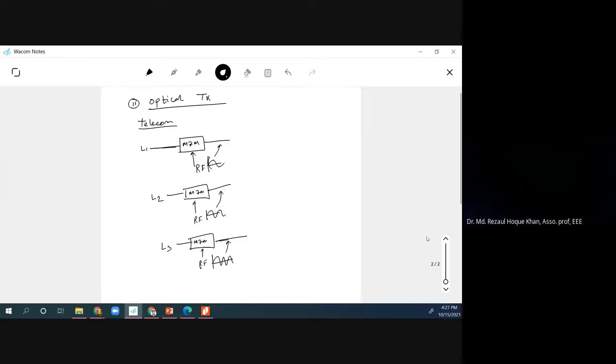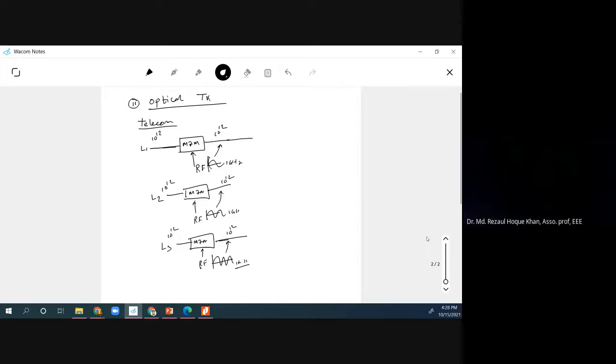Now, what is the frequency of light? 10 to the power 12. The RF signal was a few gigahertz, like 1 gigahertz, for example. Now where is this 1 gigahertz? It is now inserted in the 10 to the power 12. So this 1 gigahertz signal is now inserted in the terahertz signal. Right? Then lots of signals.